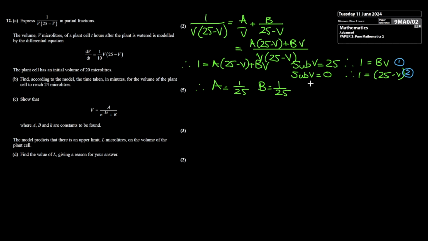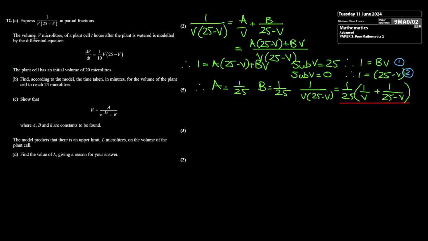So our conclusion is that 1 over V(25 minus V) is equal to 1 over 25 multiplied by 1 over V plus 1 over 25 minus V. And that's the answer to part A.